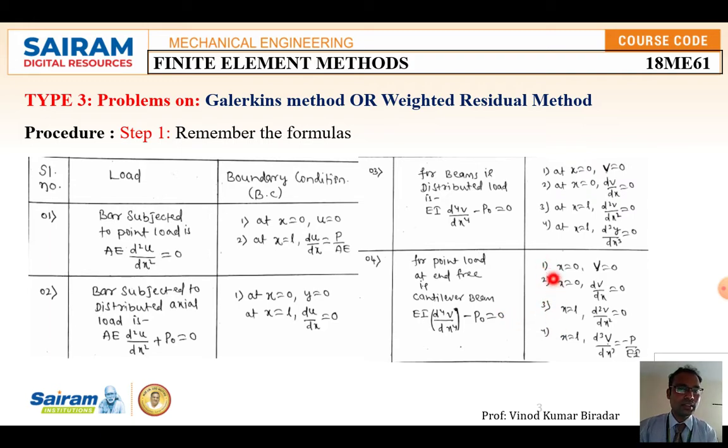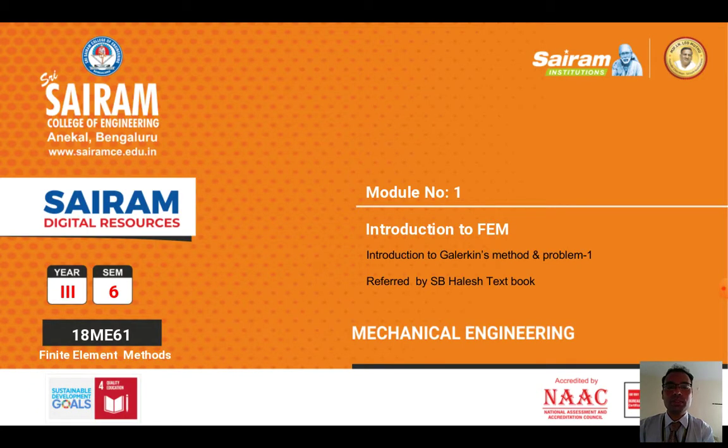Okay, that is x is equal to 0, v is equal to 0; x is equal to 0, ∂v/∂x is equal to 0; at x is equal to L, d²v/dx² is equal to 0; and at x is equal to L, ∂³v/∂x³ is equal to minus P by EI. Okay, so these boundary conditions you have to remember in the Galerkin method, that is step number 1.